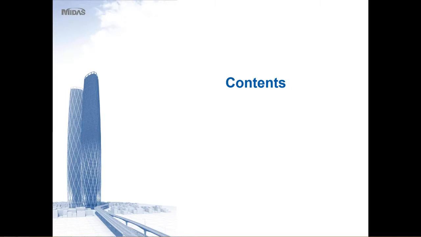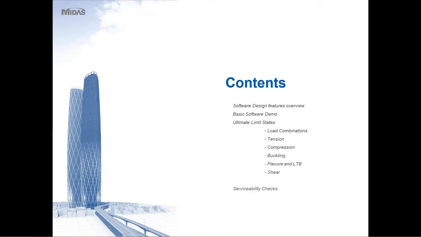So let's come on to the contents of today's presentation. So I'll talk a little bit about the design features of our software and give you a brief demonstration of how a model can be created in the software. Then we'll come on to the AISC code itself. I'll talk about the things in the ultimate limit states like load combinations, tension provisions, designing for compression, checking for buckling, for flexure and lateral torsional buckling in beams, checking for shear. And finally, I'll talk about serviceability limit states, wherein I'll discuss chiefly about deflection and drift limitations.